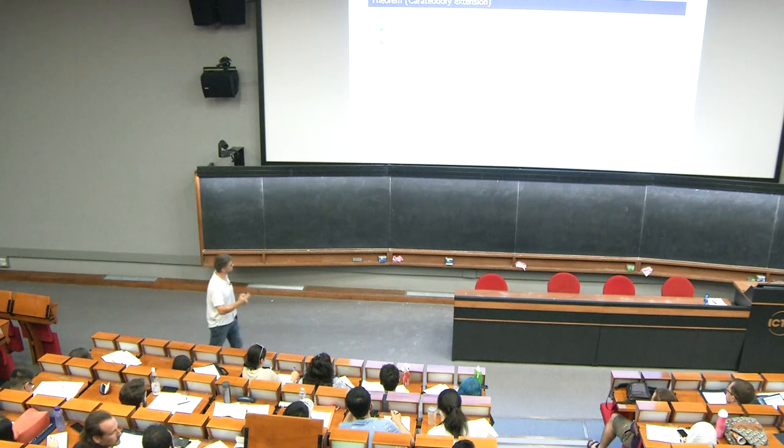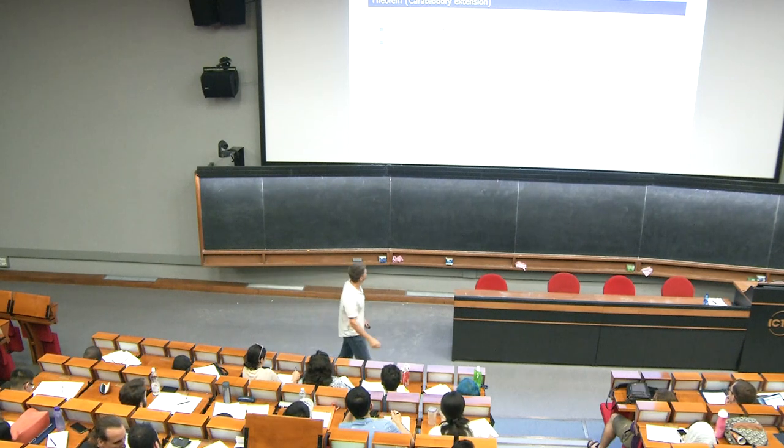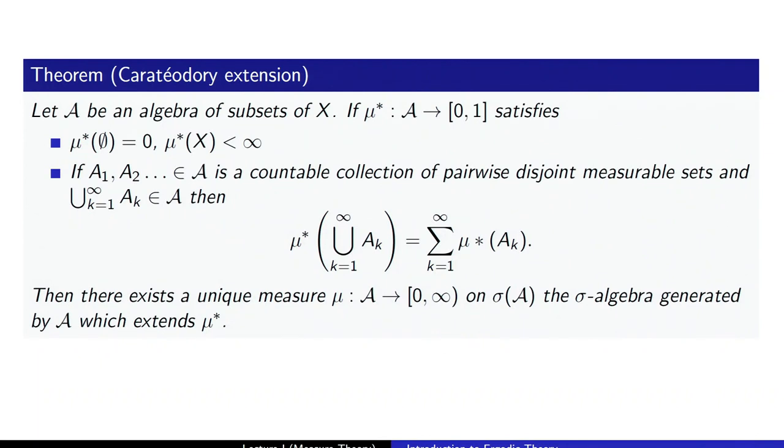If that holds, then the theorem tells me that there exists a unique measure. I was going to do it in one phrasing and then another, so it's a bit mixed. Of course, this other measure is from 0, 1, so it's finite. Anyway, there exists this unique measure on the sigma algebra generated by the algebra, which extends the measure we started with, the pre-measure. The terminology is pre-measure. So if I have these properties, then I can get the extension, and it's unique.